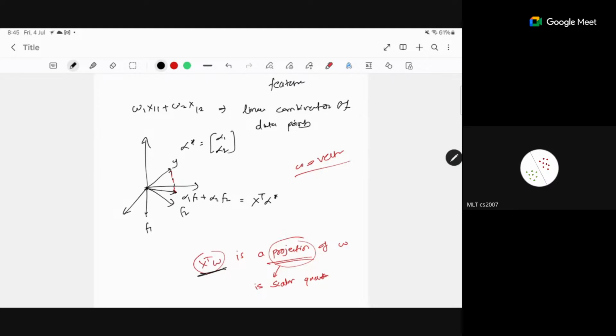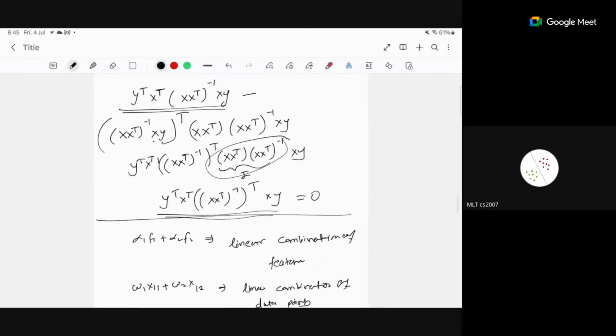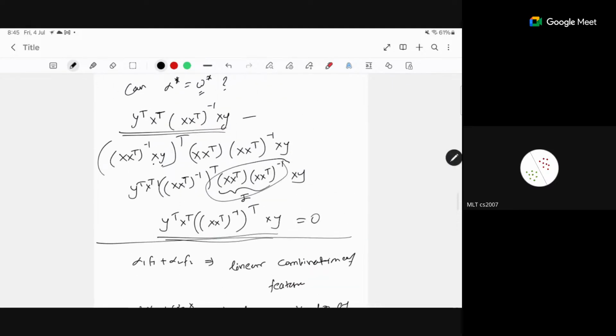Why? Because it is satisfying this equation. So W is in 2 dimensions, alpha is in 2 dimensions, but the spaces are different. W is in a different space and alpha is in a different space. I hope that is okay.